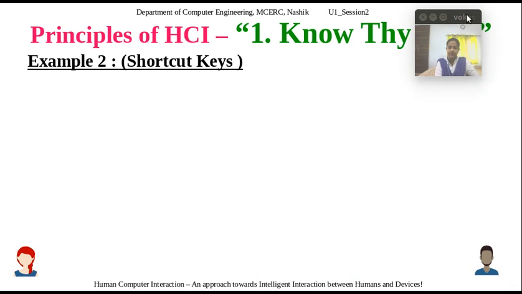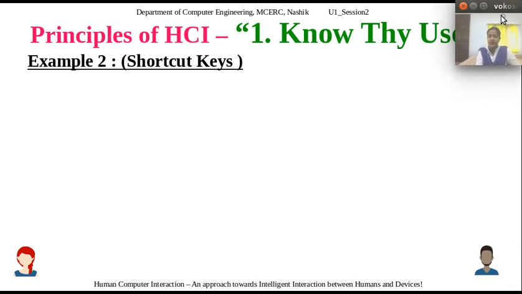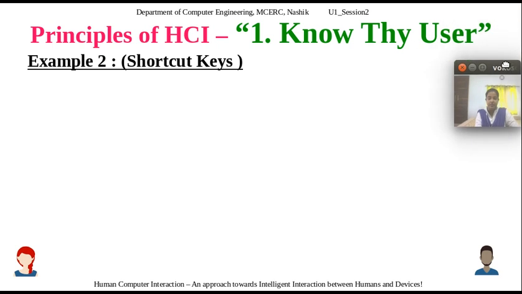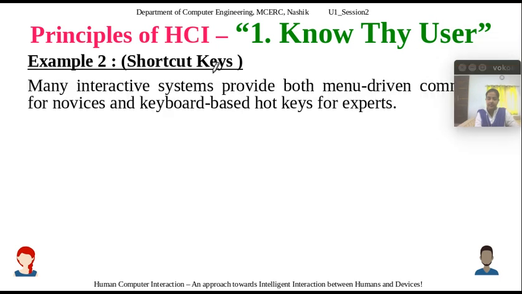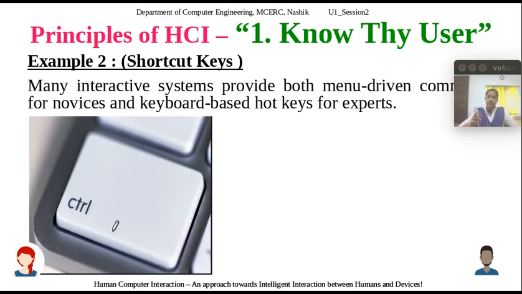There is one more example related to the universal usability feature of the know the user principle. One more example is the shortcut keys. We are all aware of the shortcut keys. Like if you want to copy one particular text, you can use Control C. If you want to paste it, you can use Control V. If you want to select all the text in your document, you can use Control A, then Control C, Control V, Control Z for undo, Control S for saving a document. Yes or not? So you can use all these control keys.